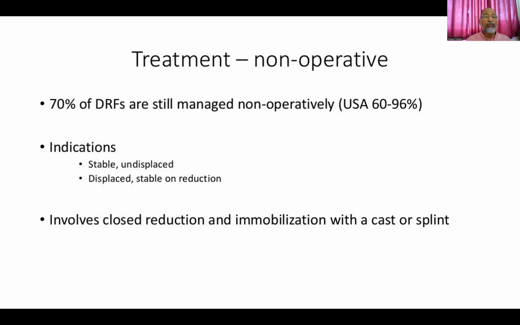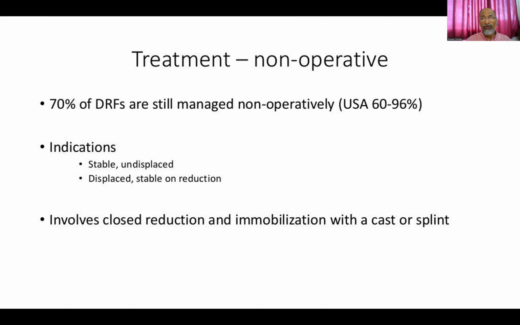So we talk of the non-operative. Now, 70% of distal radius fractures are still managed by non-operative methods, and non-operative methods are considered when there is an undisplaced fracture, the fracture is stable, or even if it is displaced, after reduction the reduction is not getting lost, and that is called a stable fracture. So these are the major indications for treatment by non-operative means.